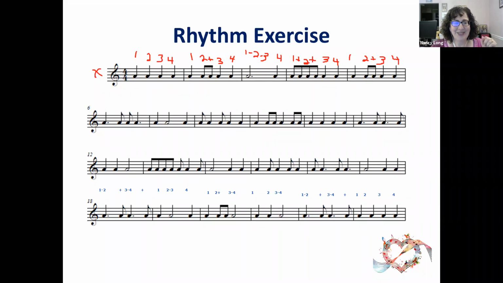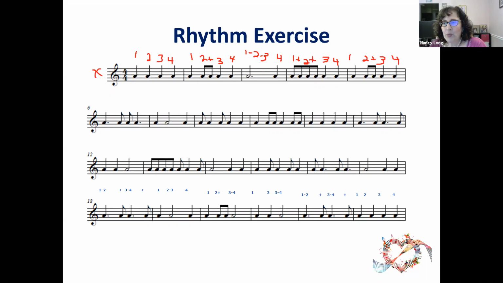Okay, 1, 2, ready, now. 1, 2, and 3, 4, and 1, 2, 3, 4. 1, 2, and 3, 4. 1, 2, 3, 4. 1, 2, and 3, 4, and 1, 2, 3, 4. Nice, nice. I can see some of you jamming there on your rhythm. That's great.